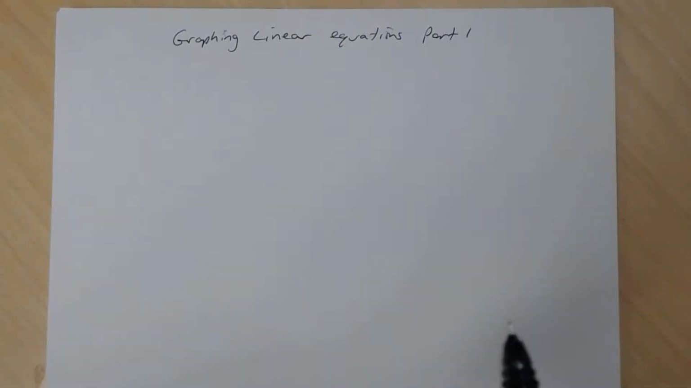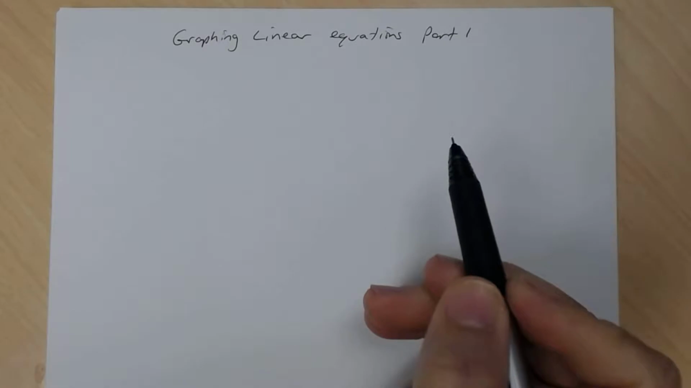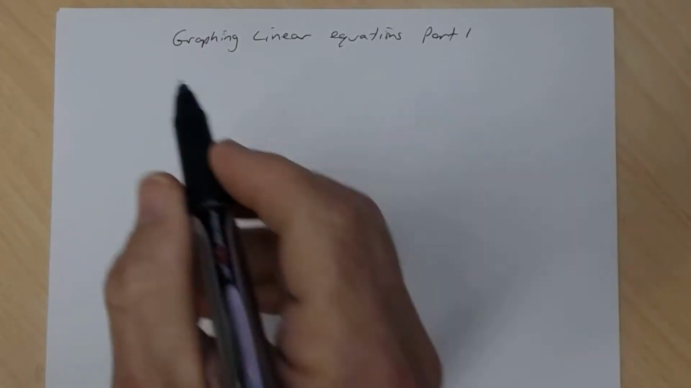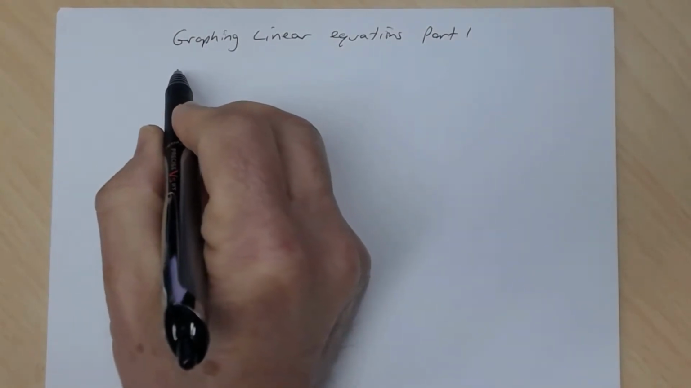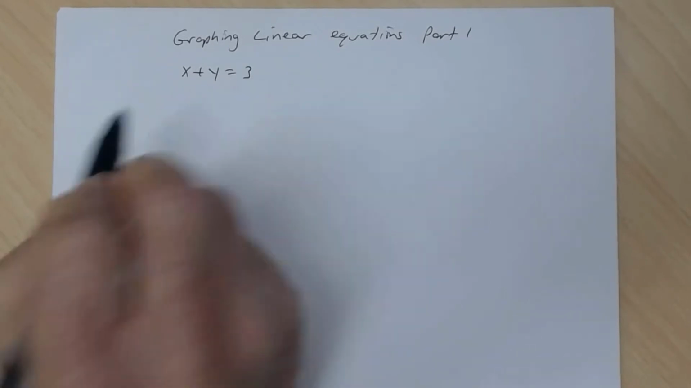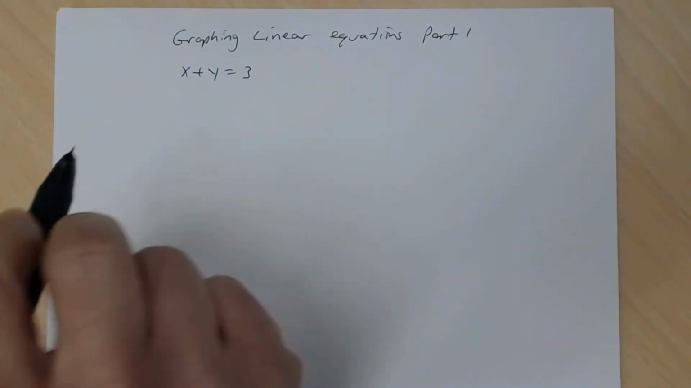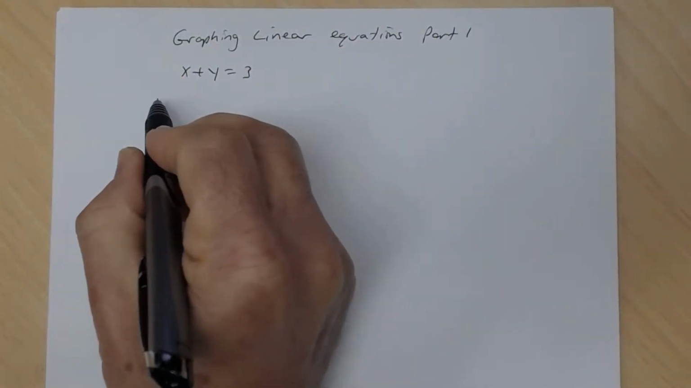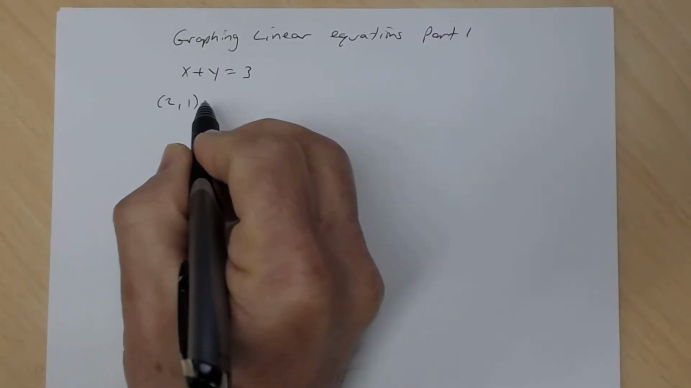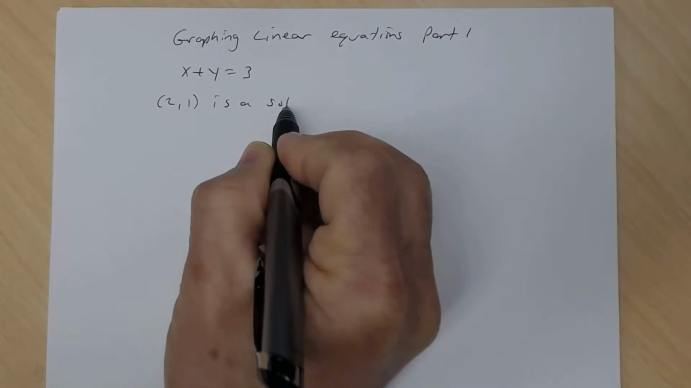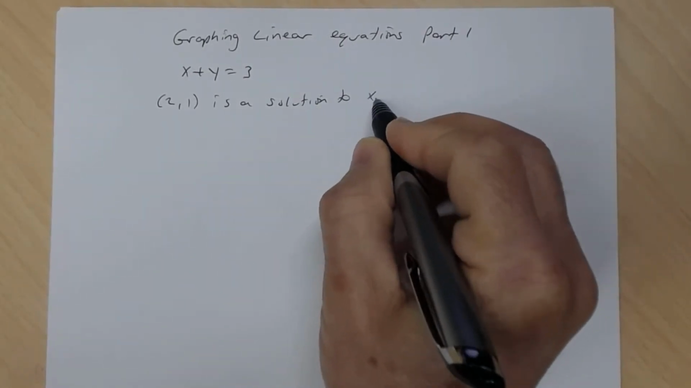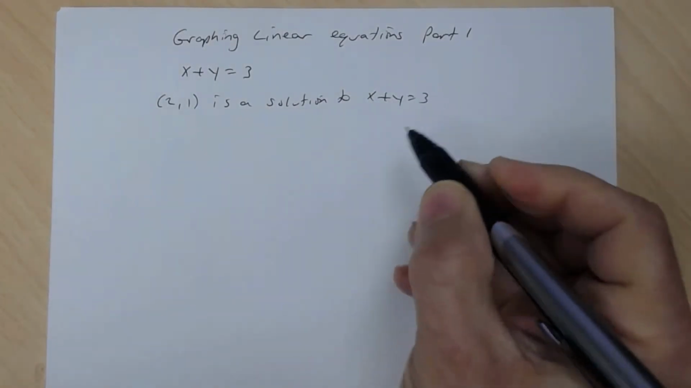Okay, so in the previous lesson, we found solutions to linear equations. For example, if I look at this linear equation, x plus y equals 3, in the previous section we saw that this ordered pair, (2, 1), is a solution to this equation.